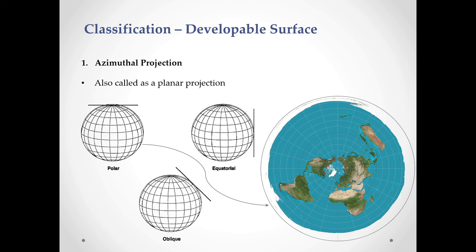Classification as per developable surface. Azimuthal projection, also called a planar projection. This is the planar projection, where the projection is done as polar, equatorial, and this is the oblique projection. For the polar projection, the map will look like this. We can say this is the world map as per the azimuthal polar projection.